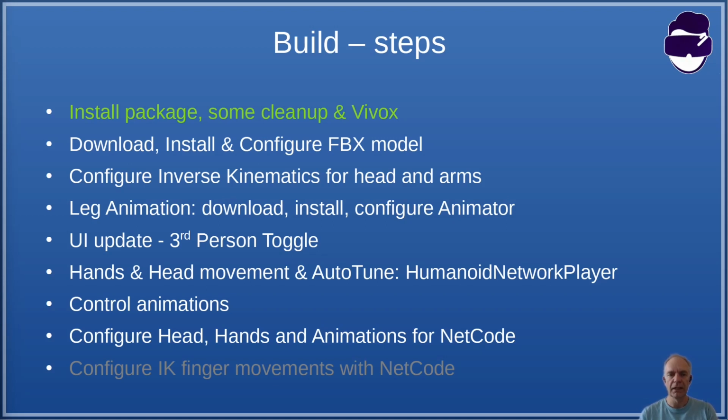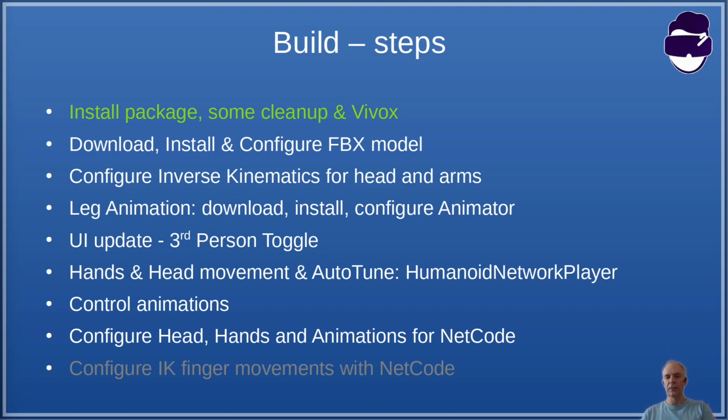Then we will configure the leg animation. So we'll download a number of animations for moving the legs. We'll install those and configure an animator. We will do a small update on the UI. We'll add a third-person toggle switch so that we can switch the view and look at our own avatar from behind. Then we will dive into our network player script.